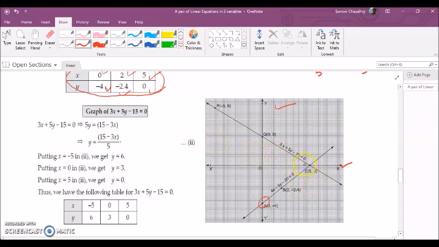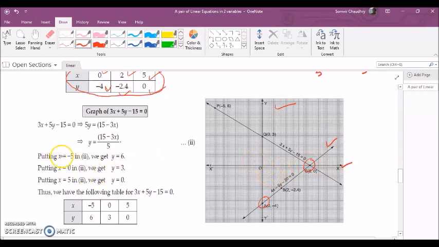When you put x is equal to 5, this is the point, and y is equal to 0 means you don't have to move on the y-axis. So when you join these points, you will get a straight line. So this is your first equation, which is represented here graphically.